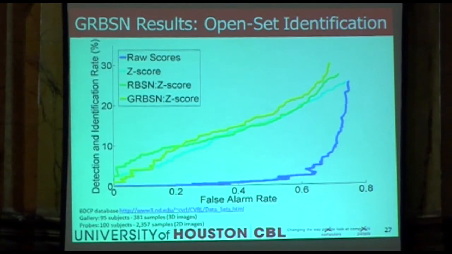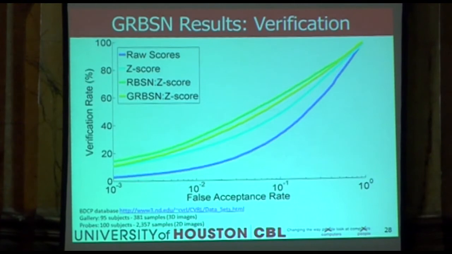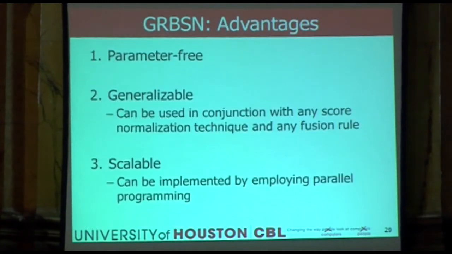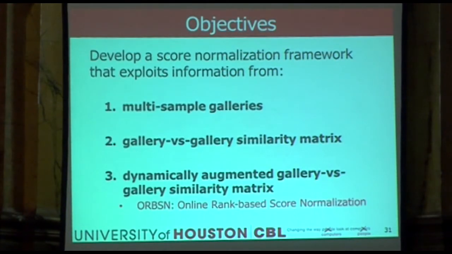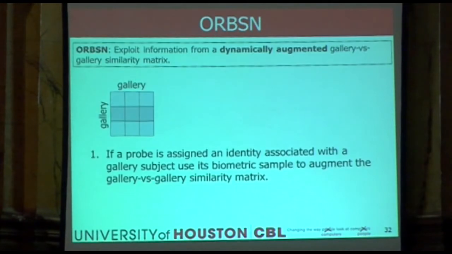So these are the relevant results for the open set identification in the yellow line and the verification. GRBSN inherits all the advantages of RBSN, of the previous algorithm. However, we are required to estimate a probe identity to normalize scores in a gallery-specific manner. Finally, we proposed an algorithm to dynamically augment the available information and augment the gallery versus gallery similarity scores.